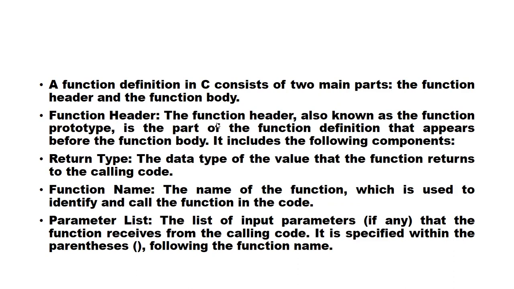The function header. The function header, also known as the function prototype, is a part of the function definition that appears before the function body. It includes the following components. Return type, the data type of the value that the function returns to the calling code. Function name, the name of the function which is used to identify and call the function in the code. Parameter list, the list of input parameters, if any, that the function receives from the calling code. It is specified within the parenthesis following the function name.